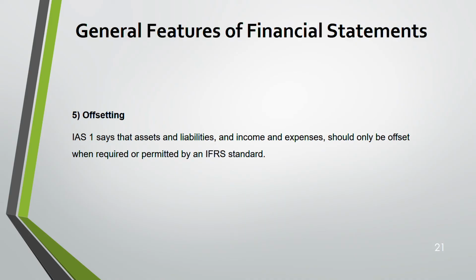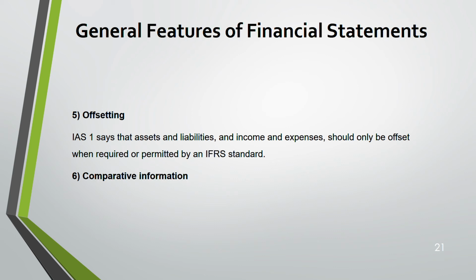When we have to get the profit, what do we do? We deduct expenses from income. So some might think, why not just deduct expenses from the income and show the amount? No. Income separately, expenses separately. You cannot offset like that. IAS 1 says so. You can only offset when a particular IFRS standard says that it is required by the standard or the standard permits you to offset. Otherwise, you cannot offset.